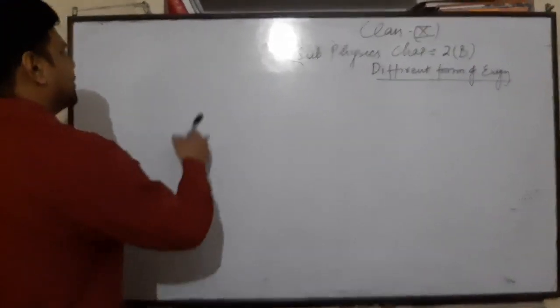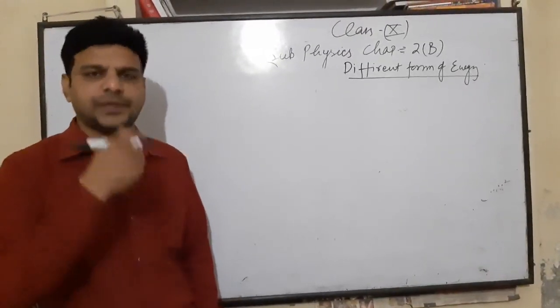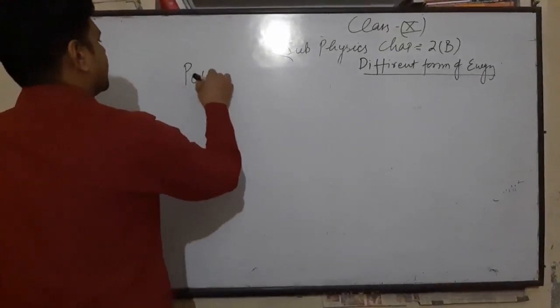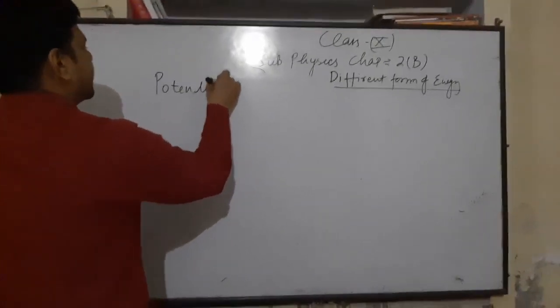Now another form of energy is, we have discussed kinetic energy, momentum and the work energy theorem. Now the second type of energy is potential energy.